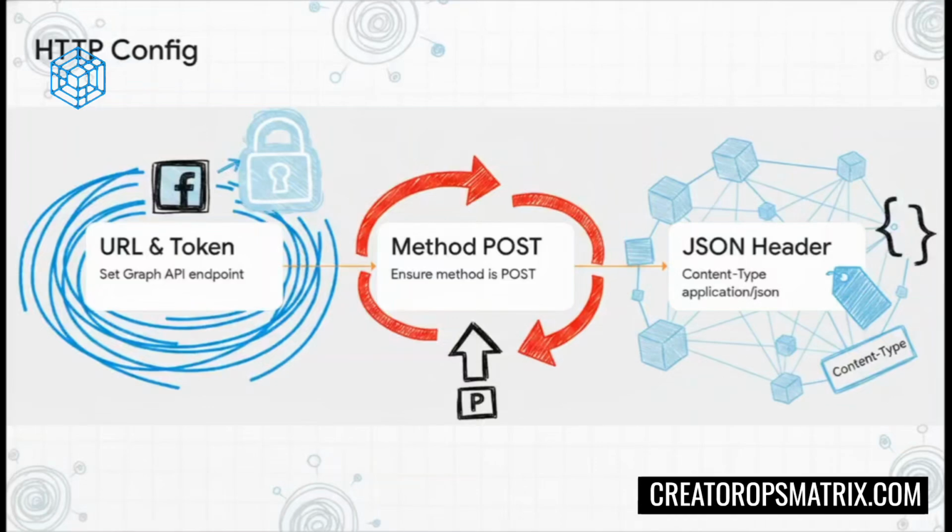First, set your URL to the specific endpoint containing your unique pixel ID and access token. Second, make sure your method is strictly set to POST. And third, and guys, this is absolutely critical, you must add a header with the key Content-Type and the value application/JSON. If you skip that header, the destination server is entirely blind to your perfectly formatted payload.